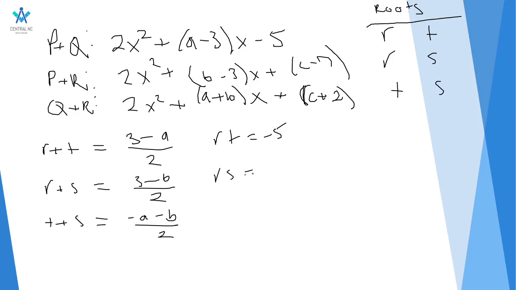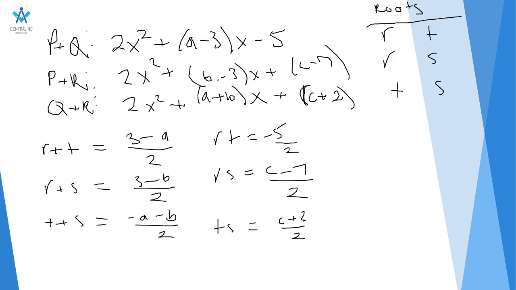r s is equal to c minus 7. Well, negative 5 over 2. Sorry, I had to divide. So c minus 7 over 2. And t s equals c plus 2 over 2.